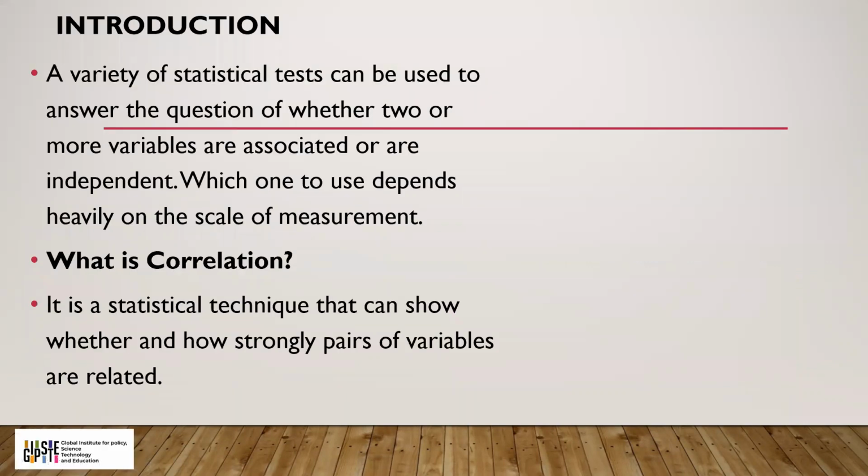A variety of statistical tests can be used to answer the question of whether two or more variables are associated or are independent. Which one to use depends heavily on the scale of measurement. Now the question is, what is correlation? Correlation is a statistical technique that can show whether and how strongly pairs of variables are related.